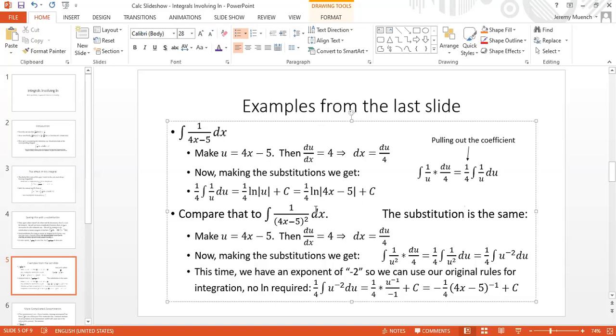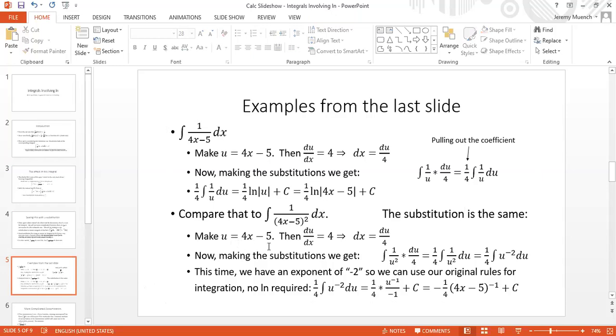All right. So anyway, our answer: 1/4 ln of the absolute value of 4x minus 5 plus c. Plenty of other ways to write it too, for the record, because you've got all sorts of log rules about how you can handle coefficients and turn them into exponents inside the log, but another time. So let's compare that to the other example I gave, where now this 4x minus 5 is squared. So here, we're going to make the same substitution.